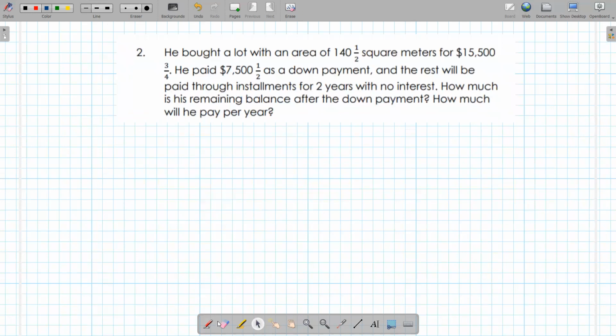There's another question. He bought a lot with an area of 140.5 square meters for 15,500. Wait, what is this? Oh, okay, I understand. That's part of the fraction. So he paid 15,500 and 3/4, and then he paid 7,500 and 1/2 as a down payment, and the rest will be paid through installment for 2 years. How much is his remaining balance after the down payment?